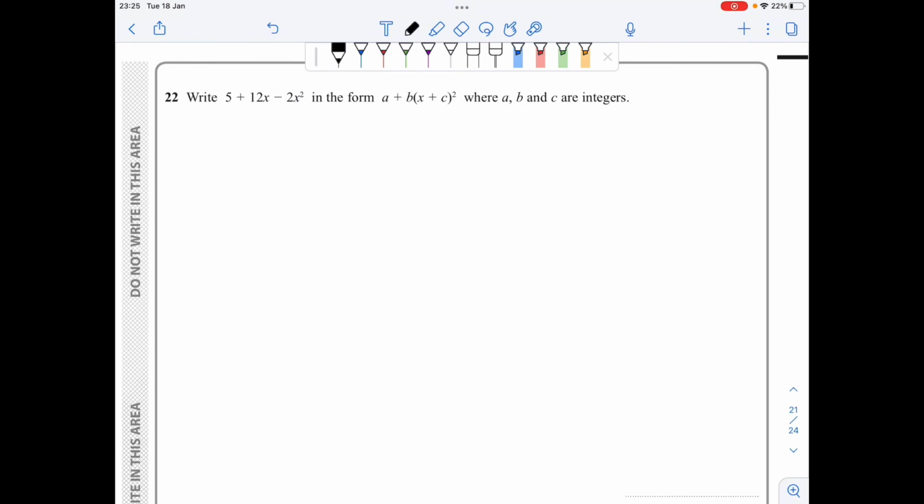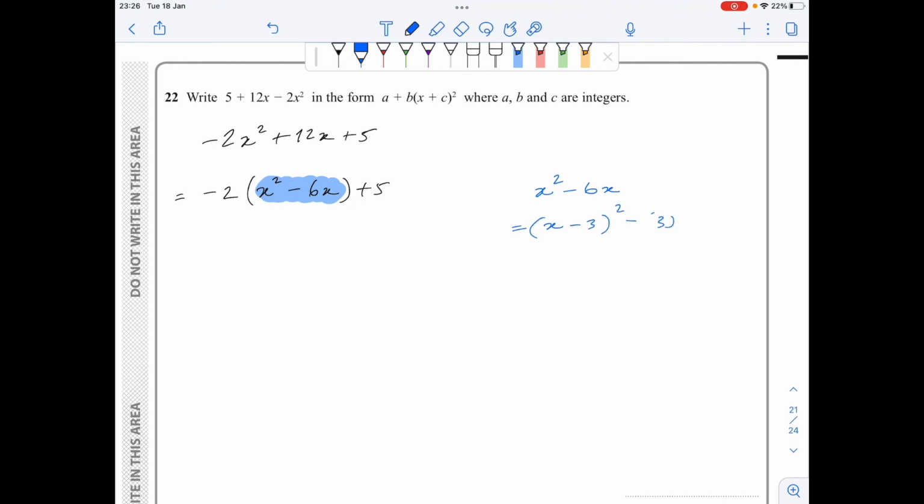In question 22, I need to complete the square. First, I'm going to write in descending powers of x. So I've got minus 2x squared plus 12x plus 5. I'll proceed to take out the common factor of minus 2 from the first two terms. So this will be x squared, and note I need a minus here, 6x. So when I expand, the minus and the minus give me a plus. And then for the thing in the bracket, I will complete the square. So x squared minus 6x is equal to x minus 3 squared minus 3 squared.